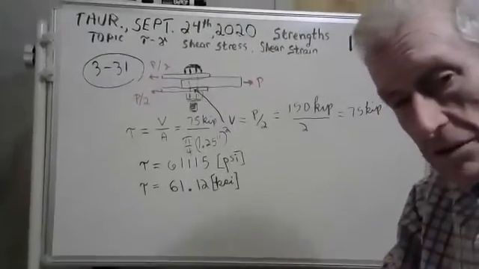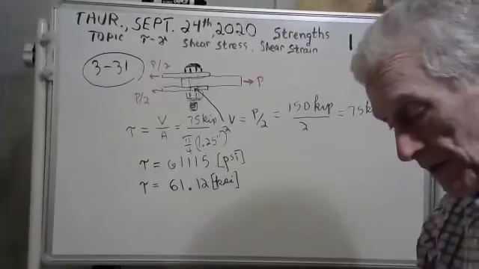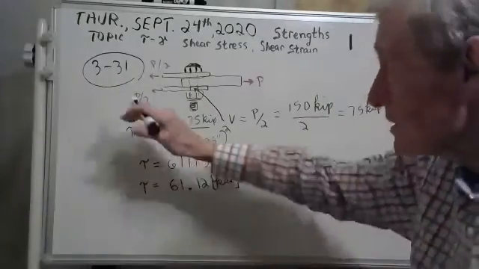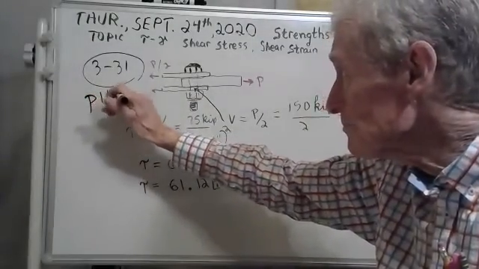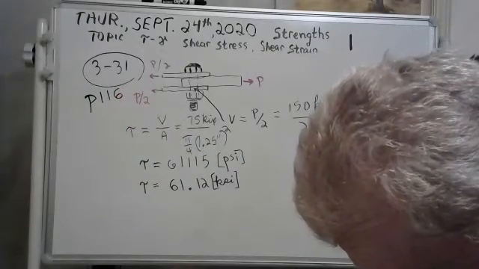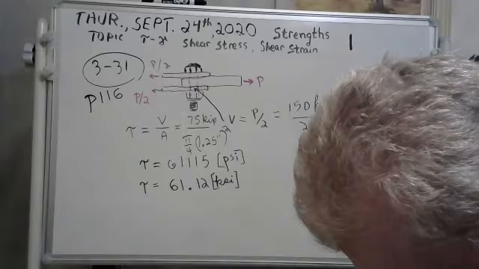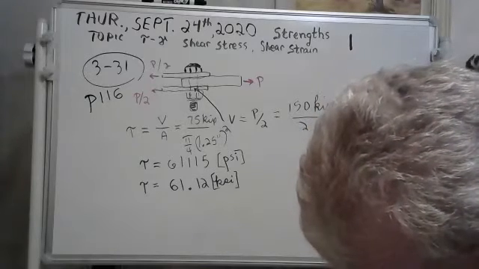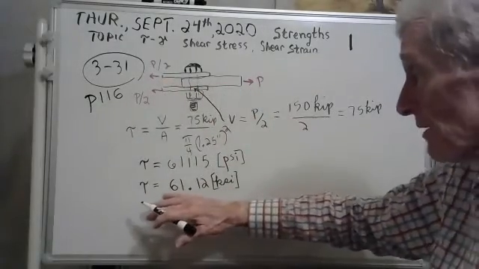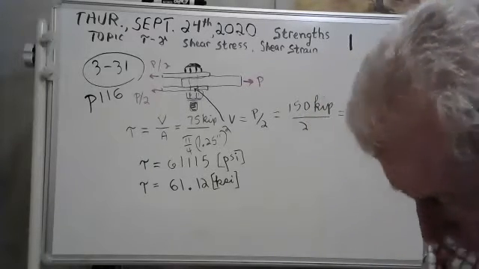But we're not done yet. Let's read the problem here. If you tuned in late, you wondered, what's he doing now? We're doing problem 331. It's on page 116. And what do they want to know? They want the permanent shear strain in the bolt when the force is removed. Right now we have this amount of shear stress, but that's not what they want. They want the shear strain.